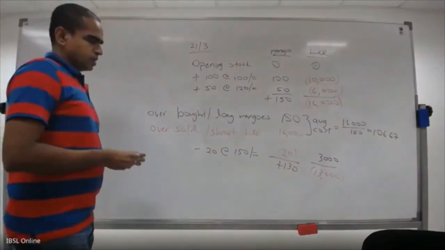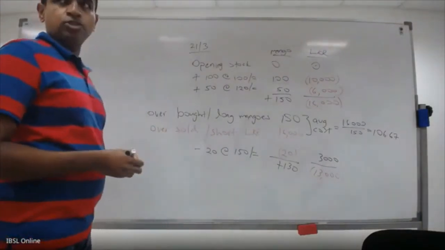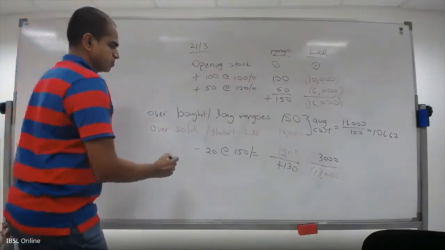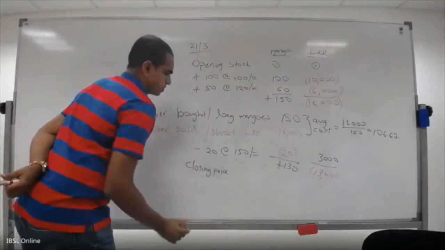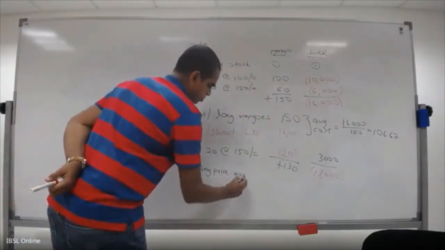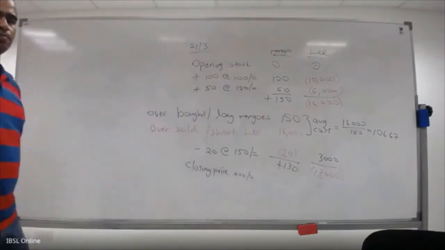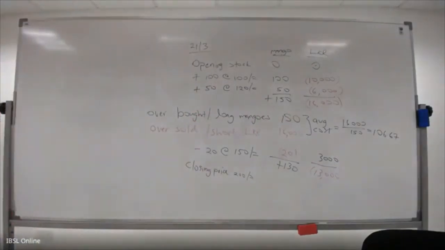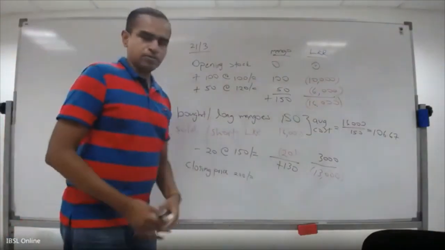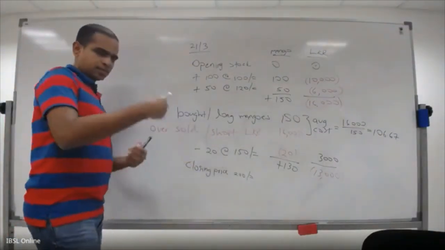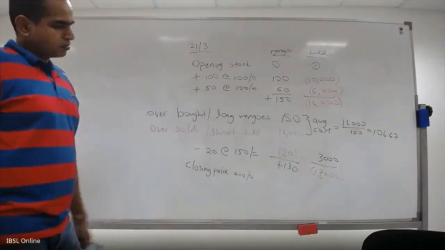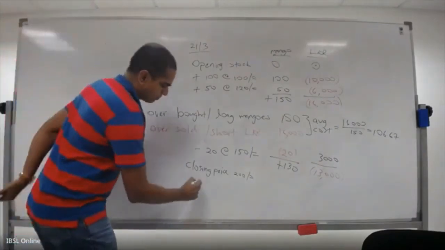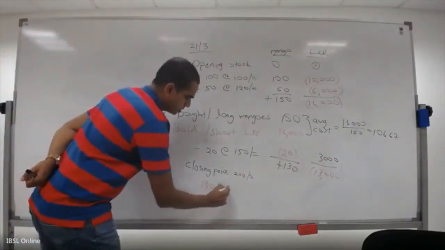Right. So let's say on 21st March the closing price of a mango is 200 rupees. At the end of the day, mango prices have gone up to 200 rupees. Then what happens? Now you have 130 mangoes. Let's assume it's not sold, but that at the end of the day you're closing out your position, you have 130 mangoes which can be sold at 200 bucks.